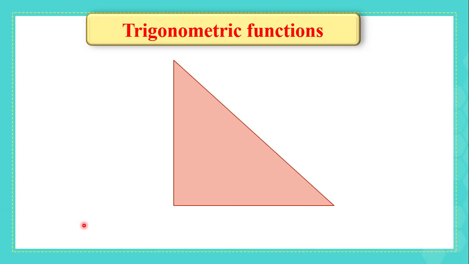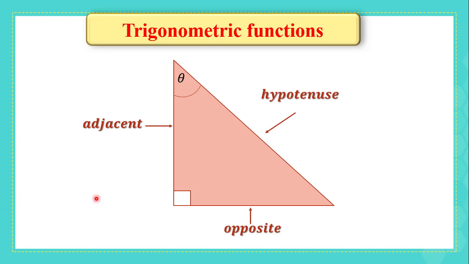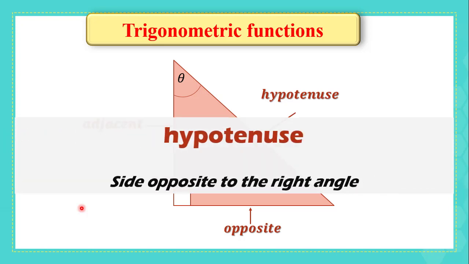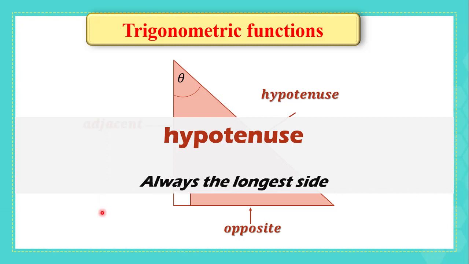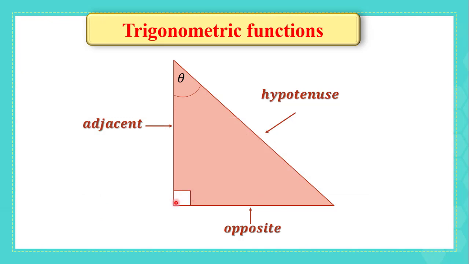To define the trigonometric function for the angle theta in a right triangle, where each function relates this angle to two sides of this triangle, let's start by defining the sides of a right triangle, which are the hypotenuse, the opposite, and the adjacent. The hypotenuse is the side opposite to the right angle, and it is the longest side in a triangle. This is the right angle. This is the side opposite to the right angle, which we call the hypotenuse.